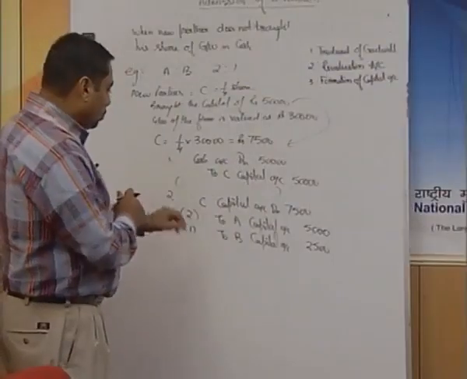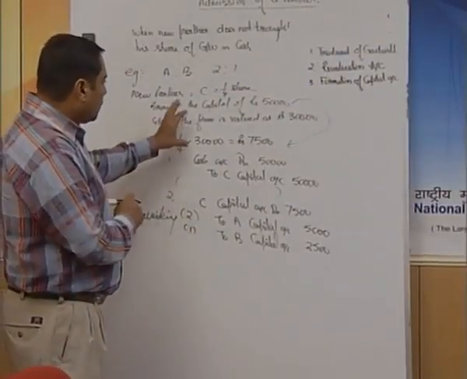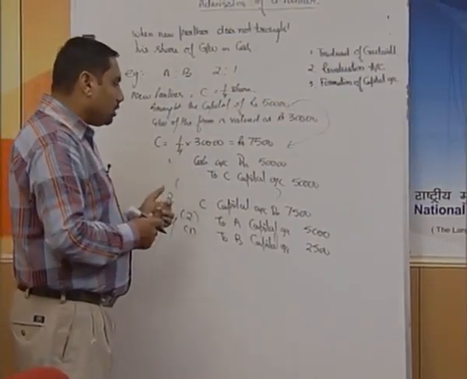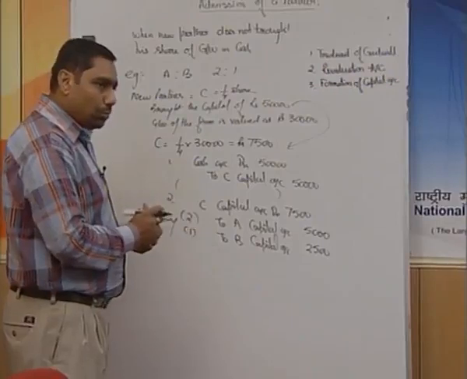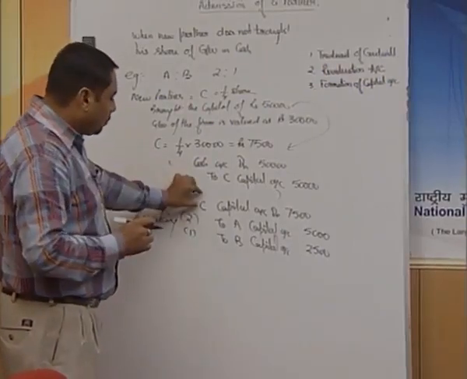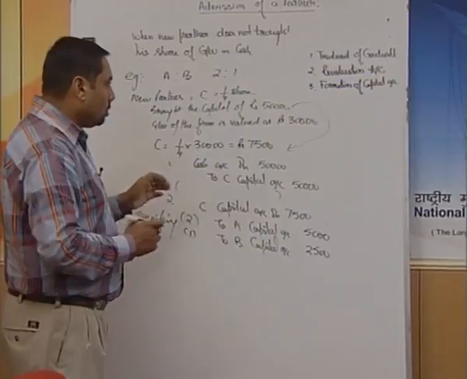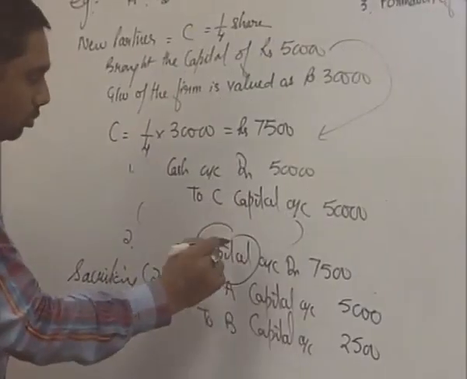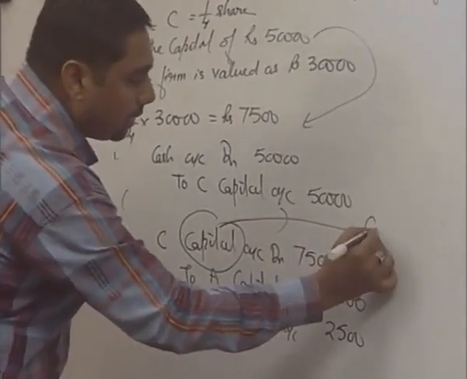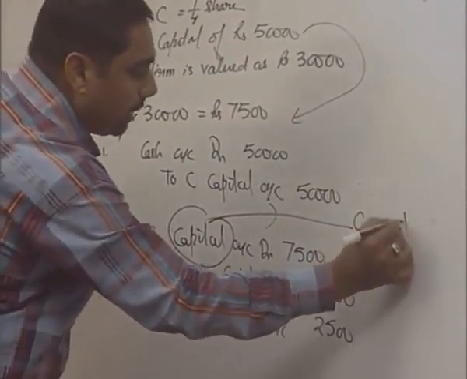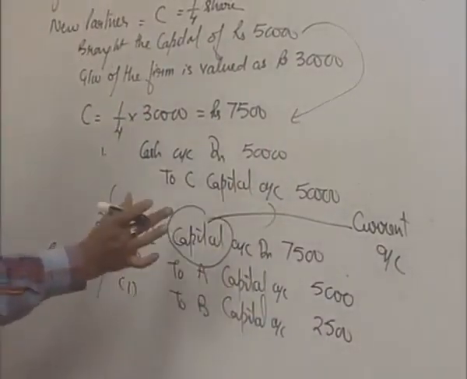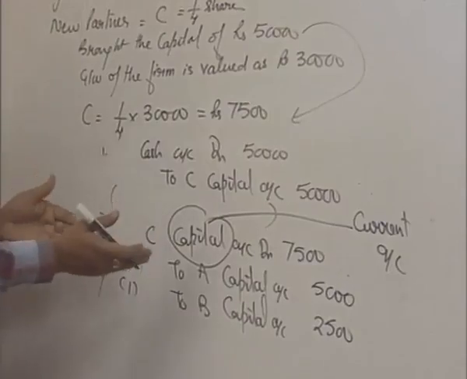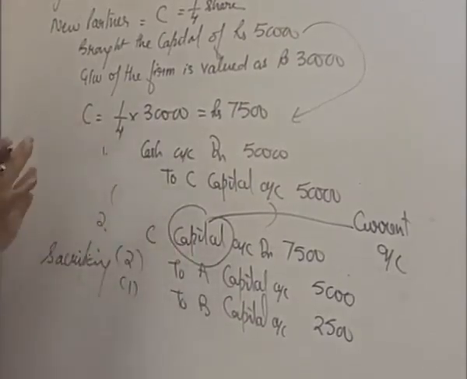The other possibility could be that suppose C neither brought his capital, then in that case, how are we going to take the amount from the capital if capital is not going to be brought? Then in place of writing the word C capital account, we will use the word current account. And this is only in case when the capital is not going to be brought. If a new partner brings his capital, then very well, you have the amount from the capital itself.